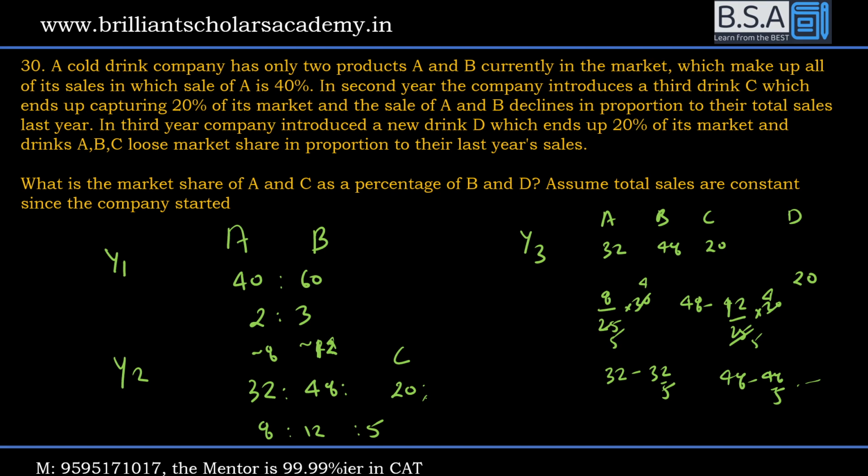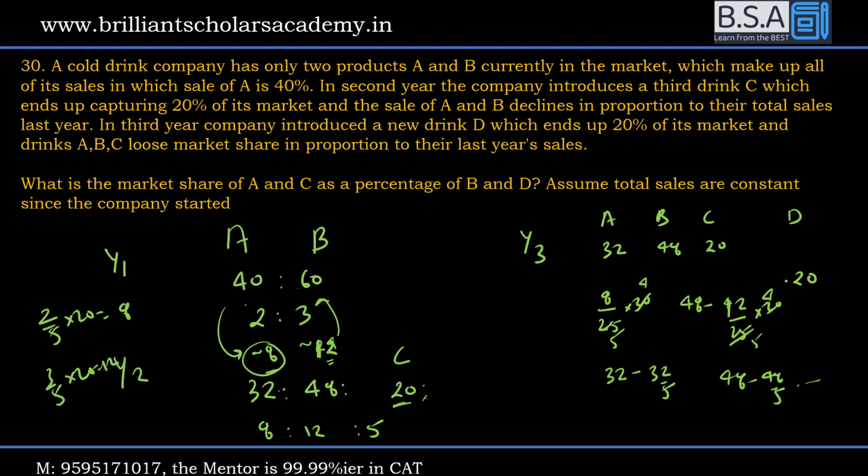A was 40, B was 60. The ratio is 2 by 3. When 20% comes in, how can you break 20% in 2 by 3? Observe that part. 2 by 5 into 20 is 8. 3 by 5 into 20 is 12. So that is 8 and 12 decrease. Observe now. Can I say 8 is 20% of this and 12 is 20% of this? Yes or no? So when a 20% market capture comes, individually they both decrease by 20%.